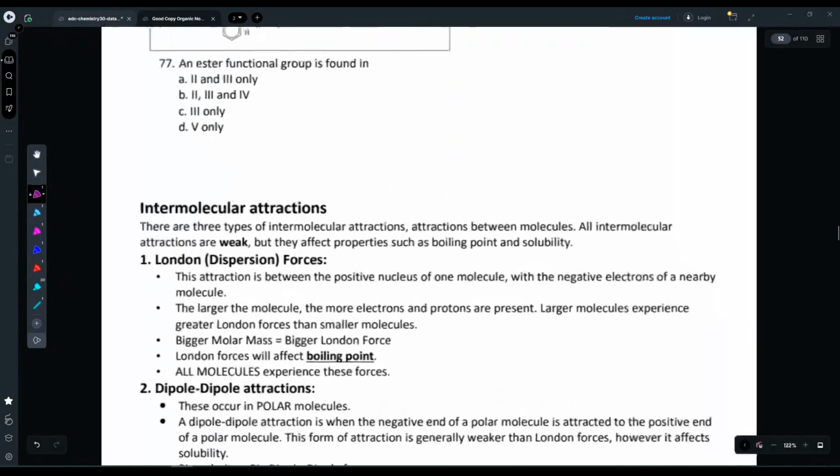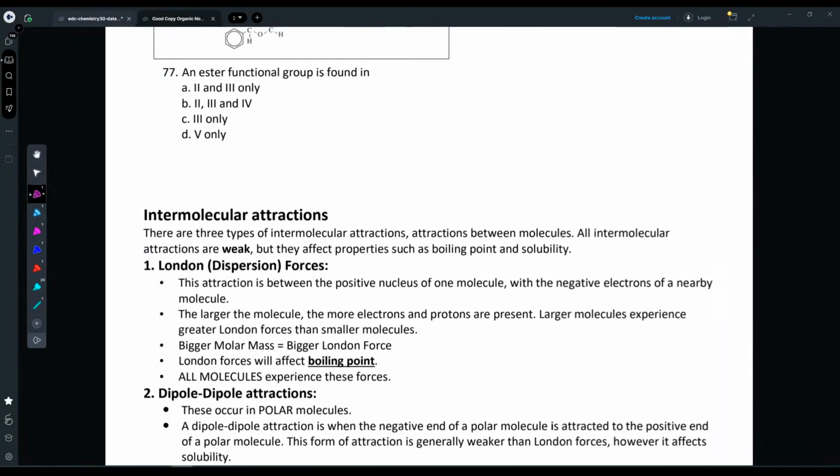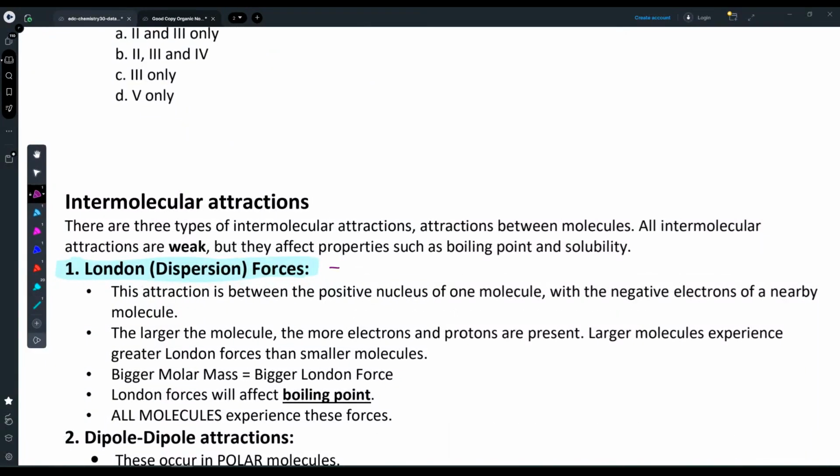Okay, so as a reminder of what intermolecular attractions, which are also known as intermolecular forces, are, they are types of attractions that happen between molecules. All of these attractions that we're going to talk about are weak, but like I said, they affect properties such as boiling point and solubility. So the first one is London forces, which are also called London dispersion forces. Those are going to be present within all compounds.